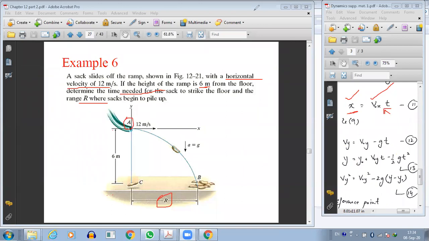Yes. Vx is, yeah, Vx is 12 meter per second. Anybody has anything to ask?